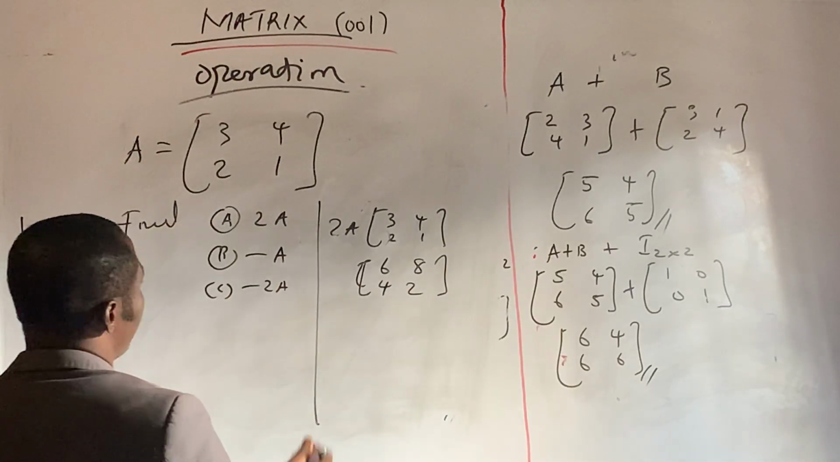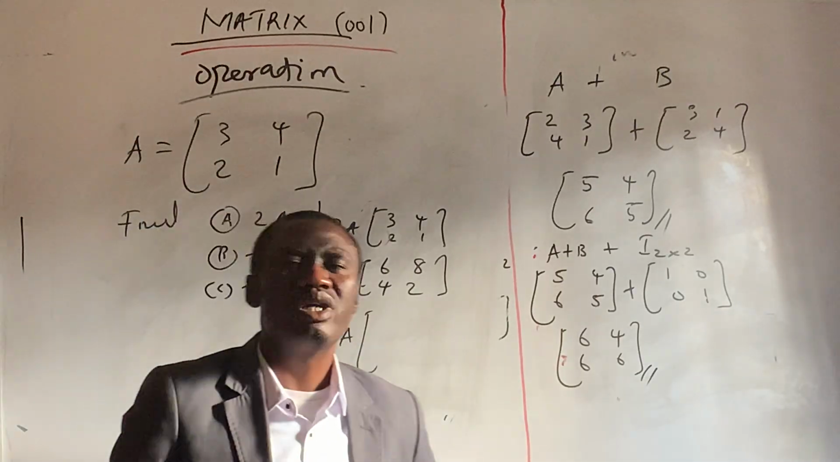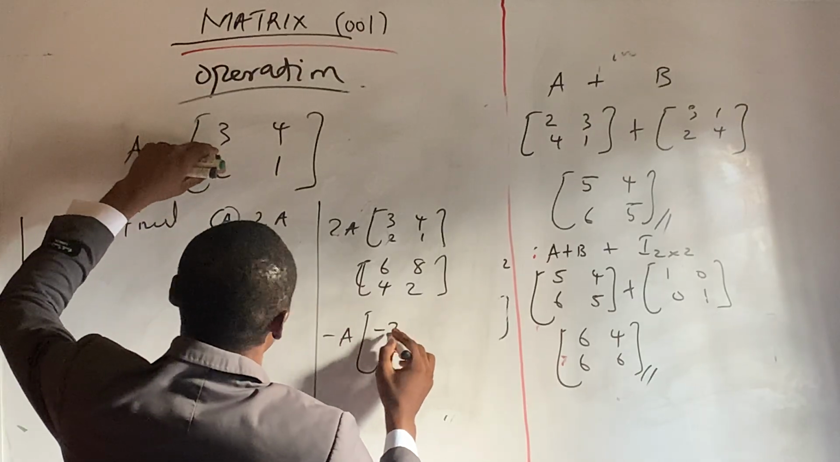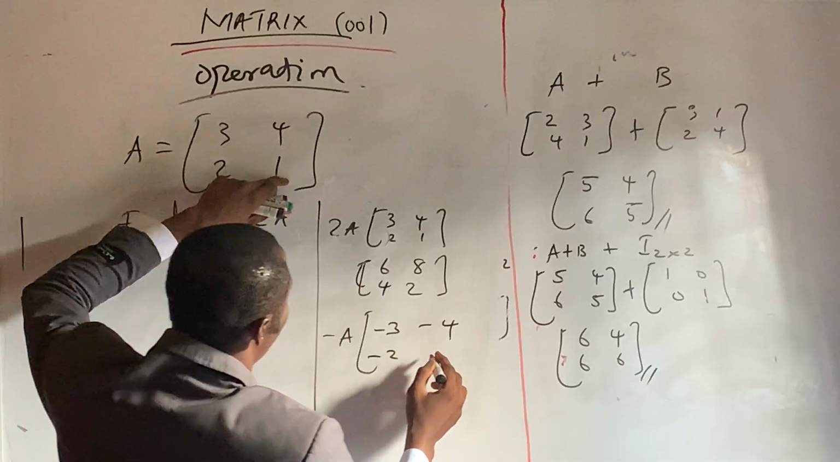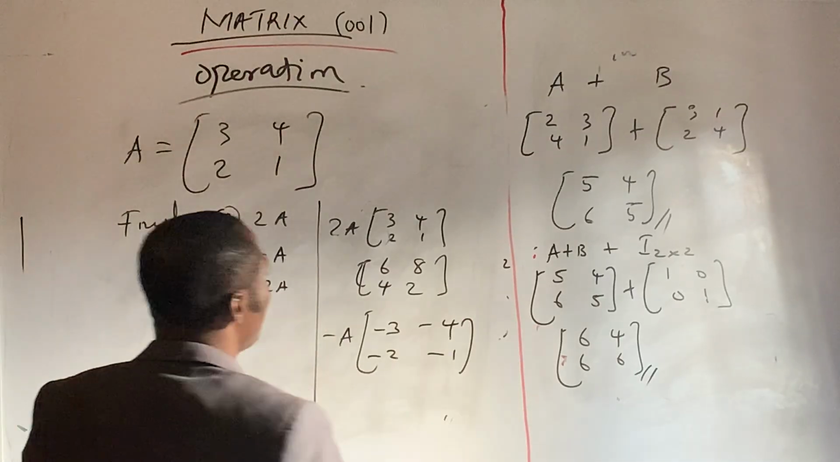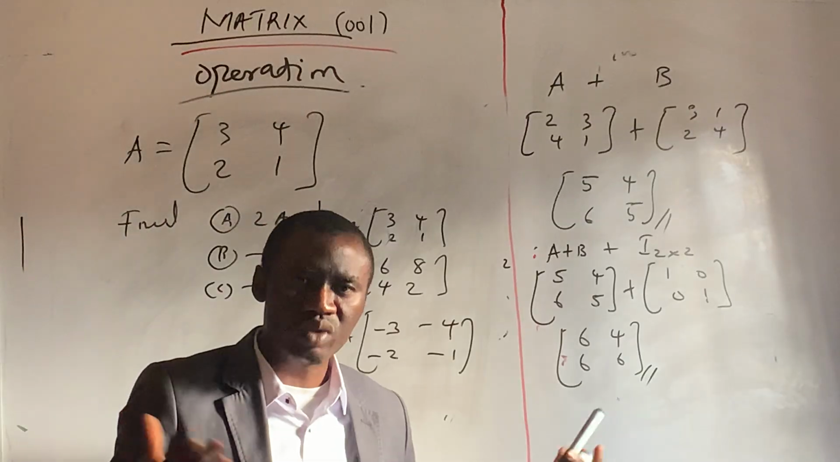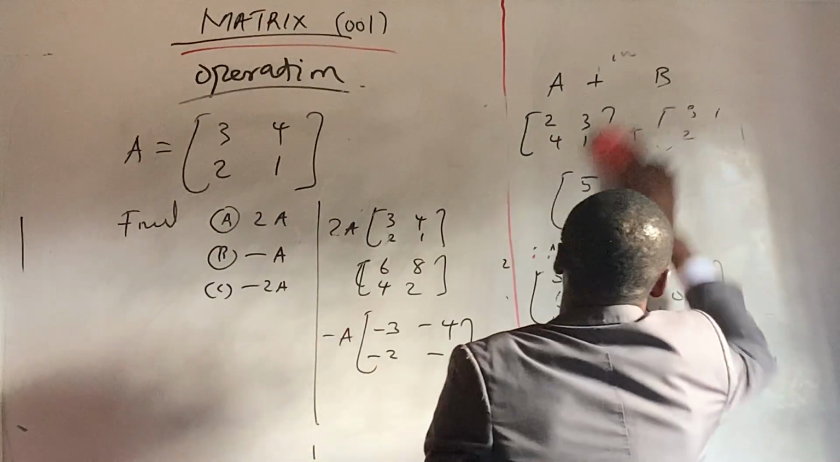Now, what of minus A? Minus A means you're multiplying everything in the bracket with minus 1. Now we have minus 3, minus 4, minus 2, minus 1. Now, for you watching us right now, do the operation of minus 2A and drop your answer in the comment section. So let's go to the next one.